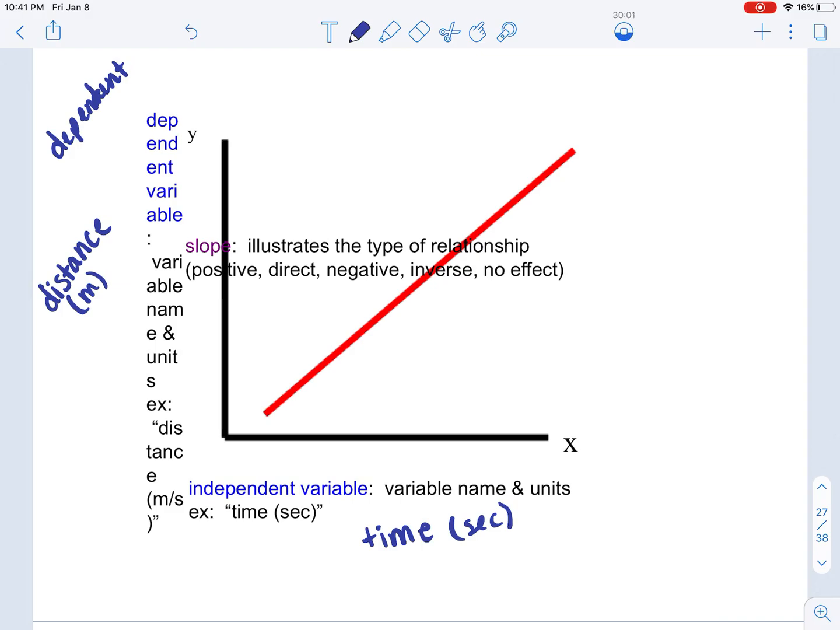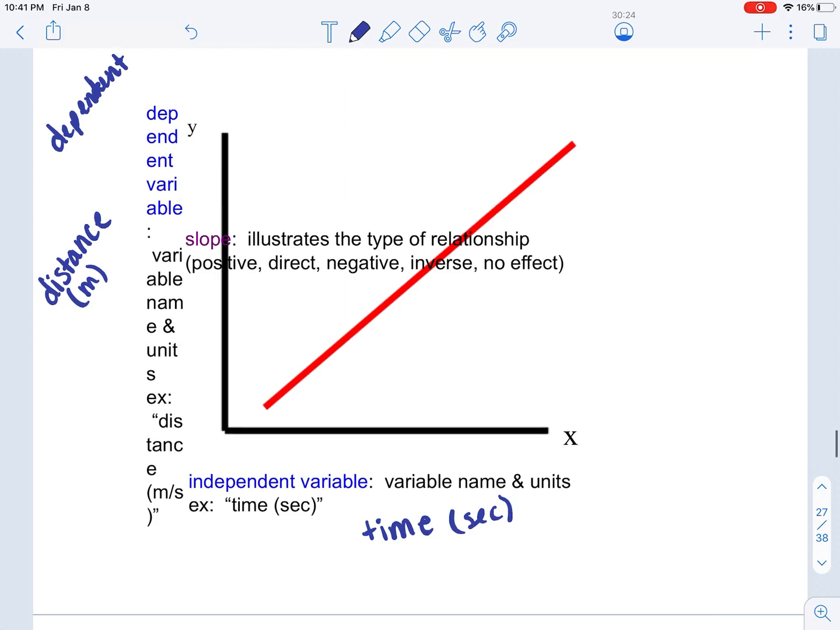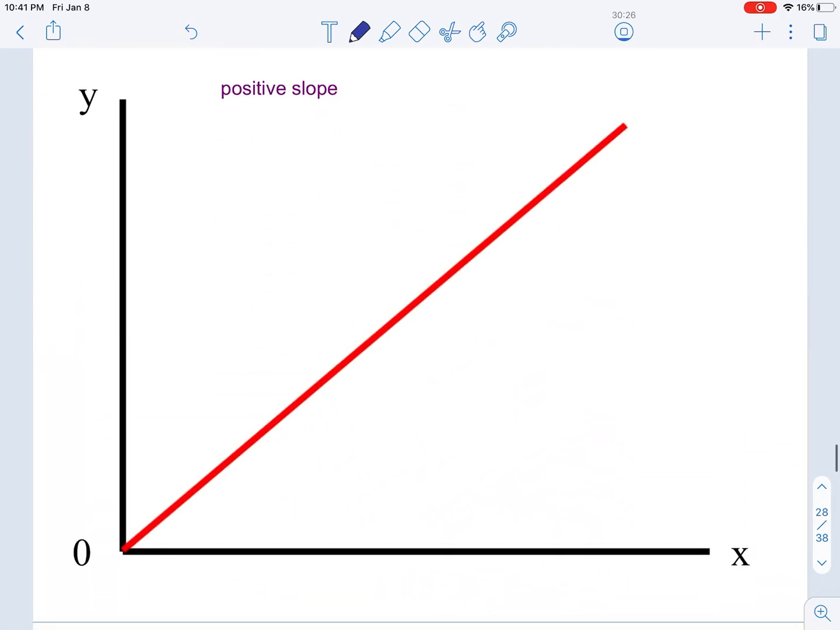So my slope, which would be the red line here on this graph, could either be a positive or a negative relationship. Perhaps my variables have a direct or an inverse relationship. Perhaps they have an exponential relationship, or maybe there's no effect of one on the other, or no real relationship between the two. So these are the things we will be interpreting from that slope.